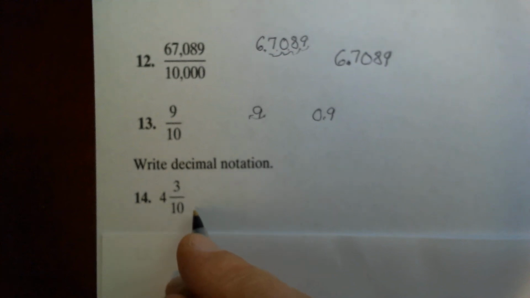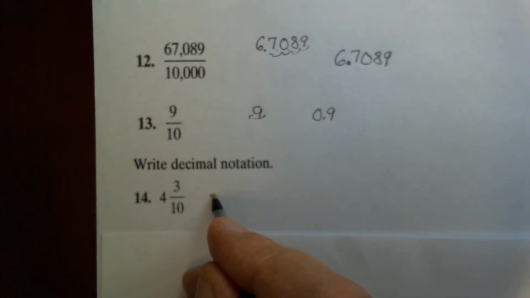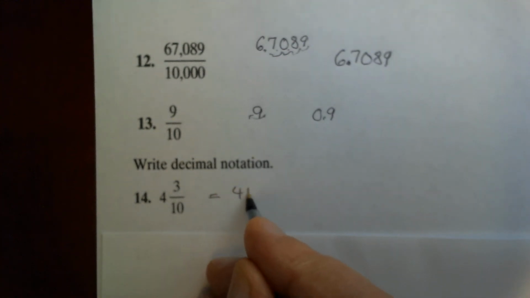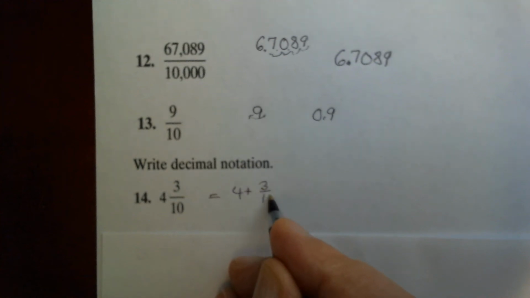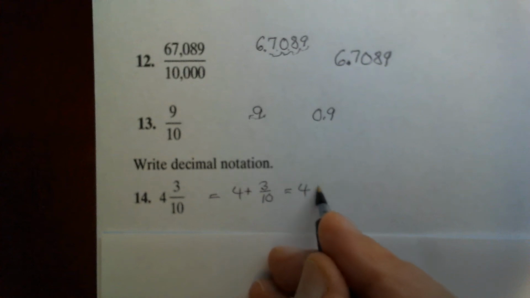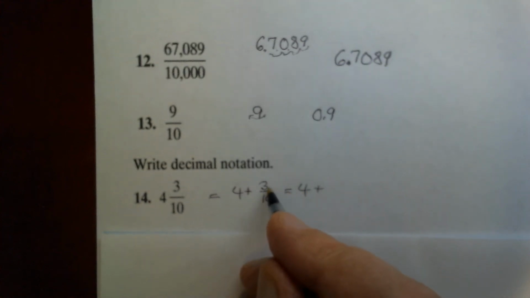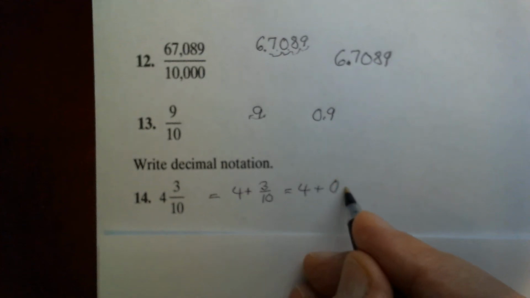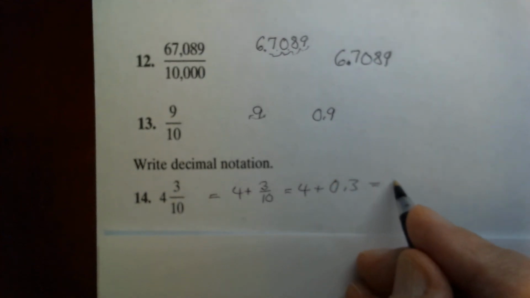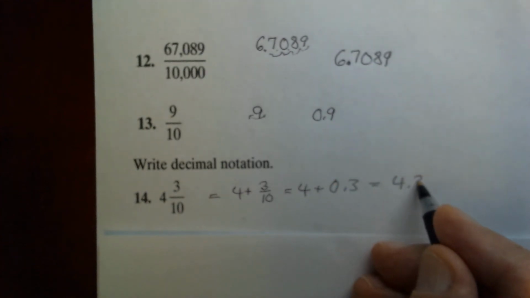To write 4 3/10 in decimal notation, we note that this is equal to 4 plus 3/10. Now we convert 3/10 to decimal notation. And so here the decimal is after the 3, we move it one to the left, so that becomes 0.3, and that is then equal to 4.3.